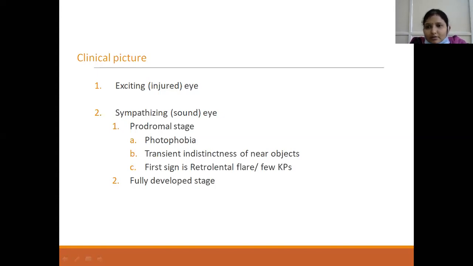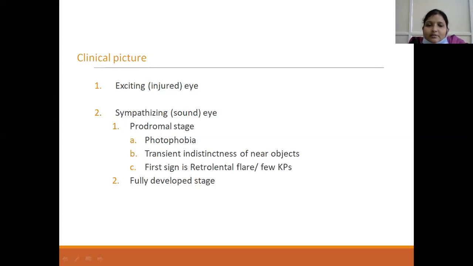Here the main complaints are divided into two stages, prodromal stage and fully developed stage. In the prodromal stage, the patient mainly complains of photophobia, and the important symptom is that the patient is unable to see near objects clearly. This is because of failure of accommodation. And on examination, the first important sign is occurrence of keratic precipitates and retrolental flare.